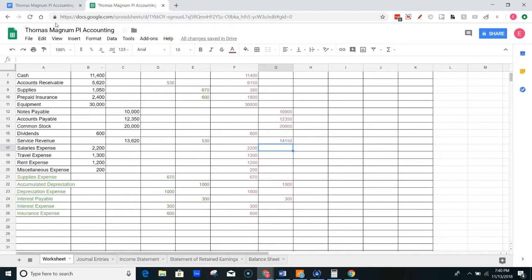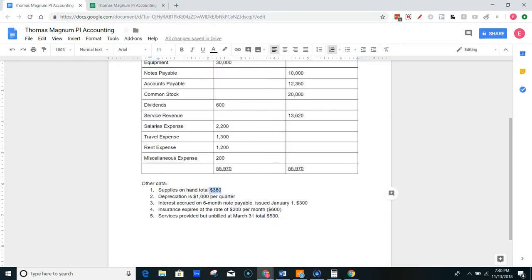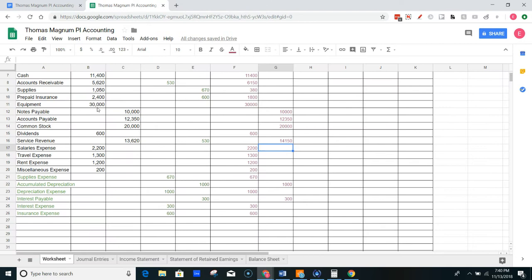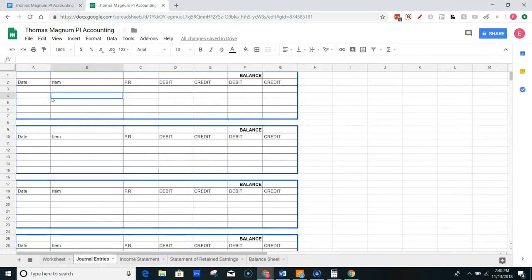So going in this order, my first entry is going to be my supplies, right? So I go here, I've got my date, which is 3/31/16 for this one. And my first thing I'm going to do is my debit. My debit is my supplies expense. And that supplies expense is going to be $670.